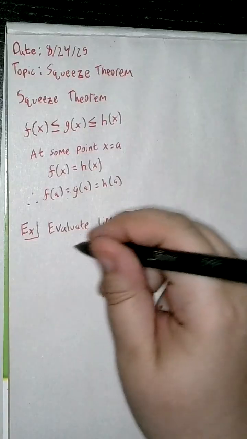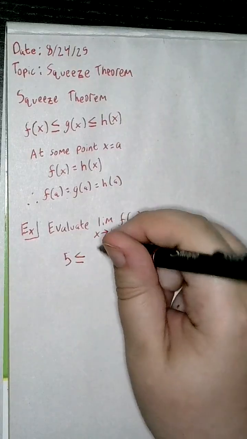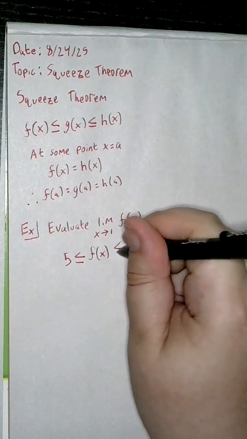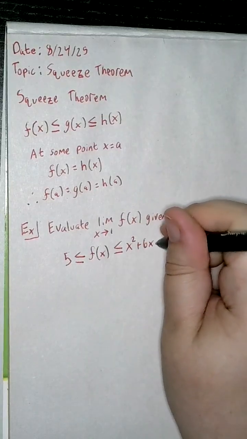So I'm given the following. I'm given that 5 is less than or equal to f of x, which is less than or equal to x squared plus 6x minus 2.